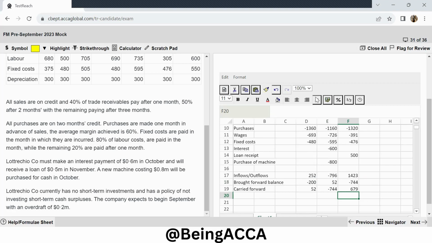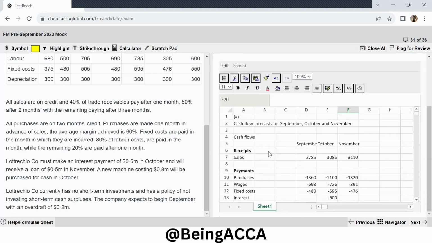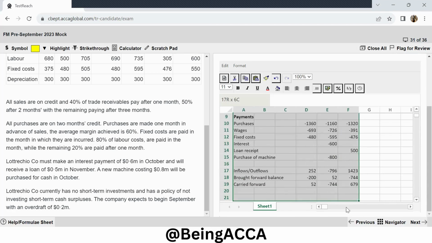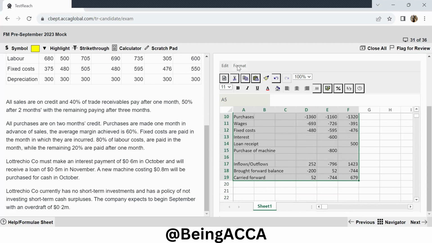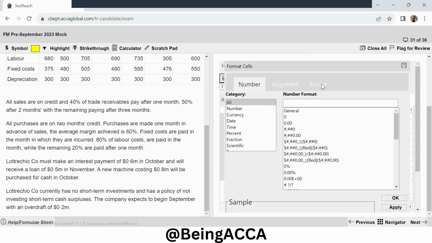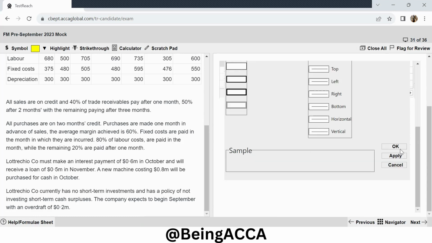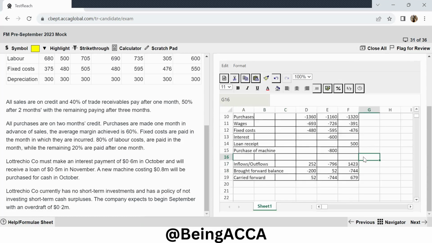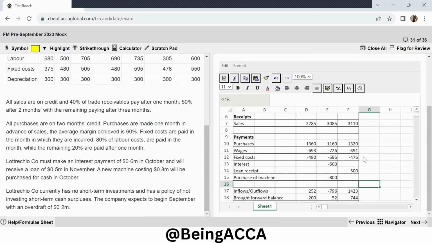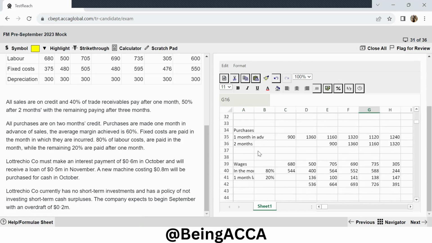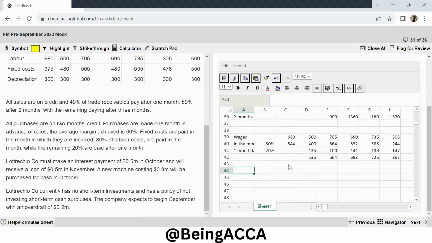So with this, I have come to an end of my part A. I can just put this in a table so that it looks neater. So format, cells, border. I can choose any border style, select all these boxes, click on OK, and you see your table has been inserted over here. Now these workings can be left this way as well. Now let's go to part B.